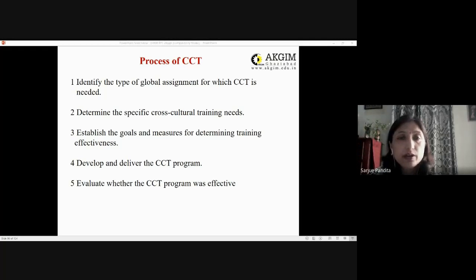Cross-cultural training evaluation refers to the systematic process of gathering information which is necessary to determine the effectiveness of CCT. So how are you going to evaluate the benefits? You are going to ask the expatriates directly whether CCT has benefited them or not, and whether it has helped their performance or not.